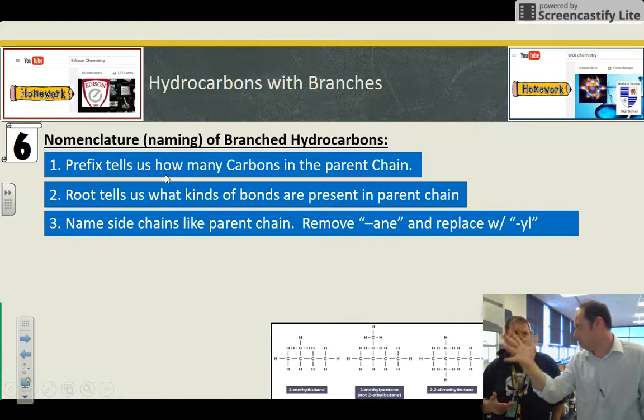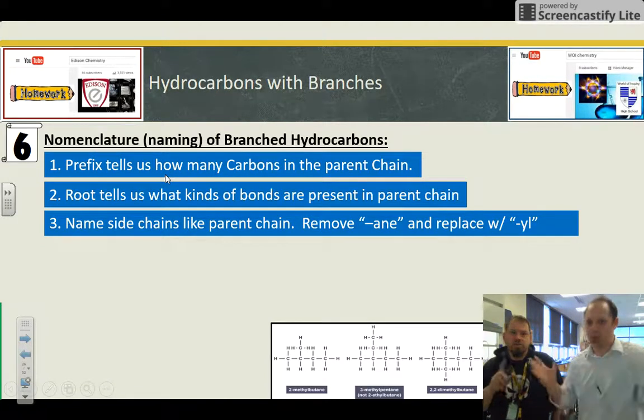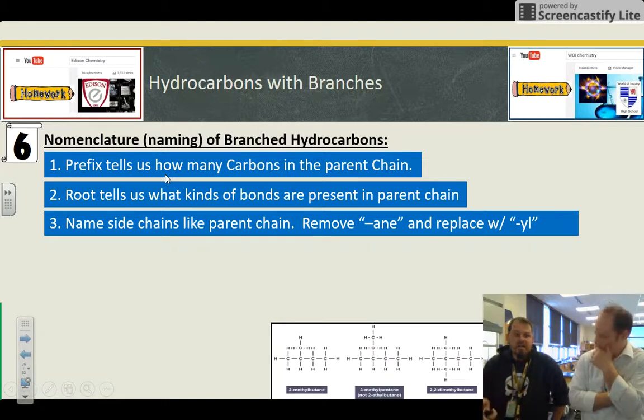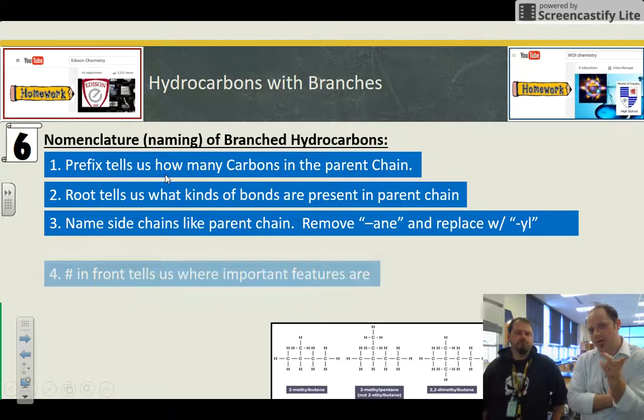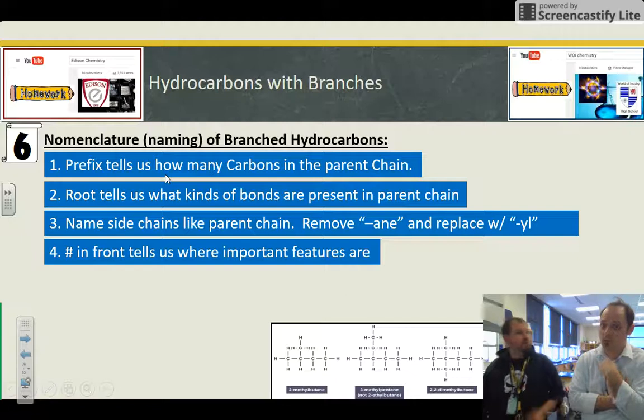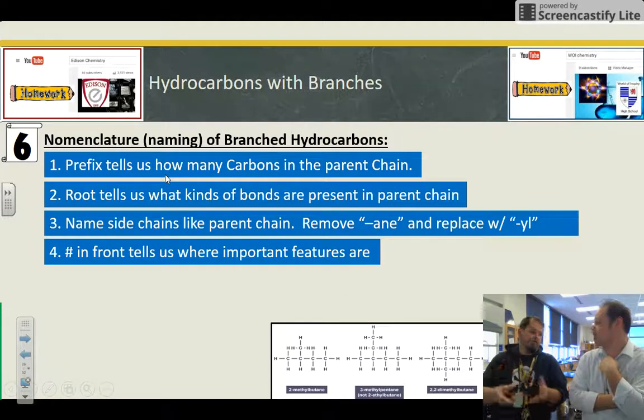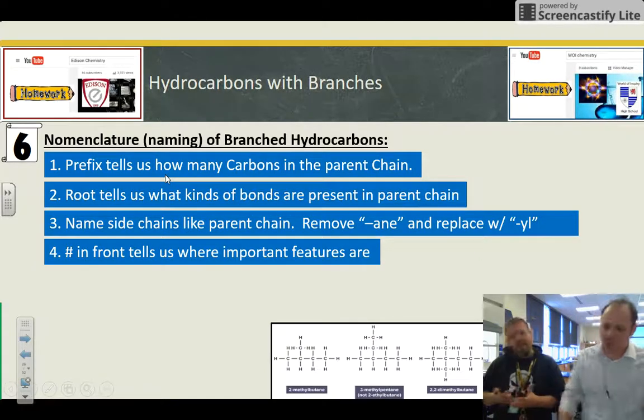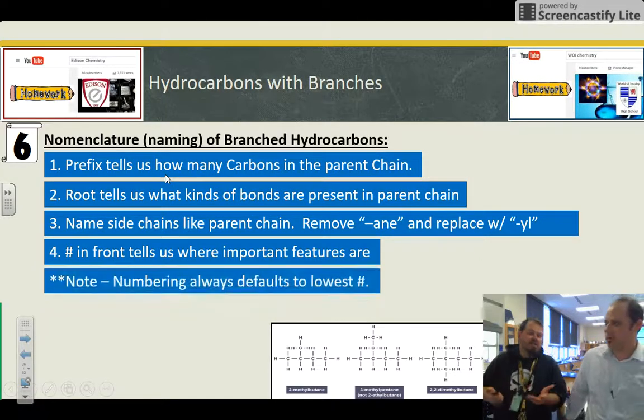So methyl, ethyl, propyl, butyl, pentyl, hexyl. When you see that yl in a name, that's your clue. That's different from the alkane naming system. It means that there's a branch on the chain somewhere. The number in front tells us the important features. In this case, for the first few, just where the side chain is, and then the second piece would be where there's a side chain and a double bond. We only have one example of that now.